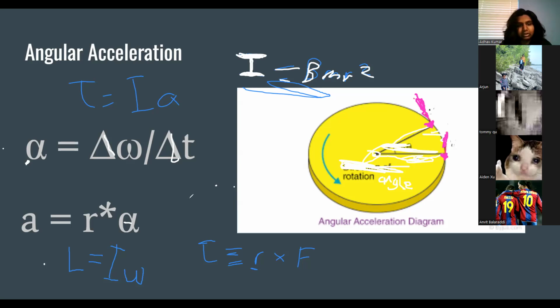Let me show you. So what was our formula for work? Force times distance. Right. Force times distance. And so let's look at work, what it could be with rotational motion. So what's a rotational version of force?